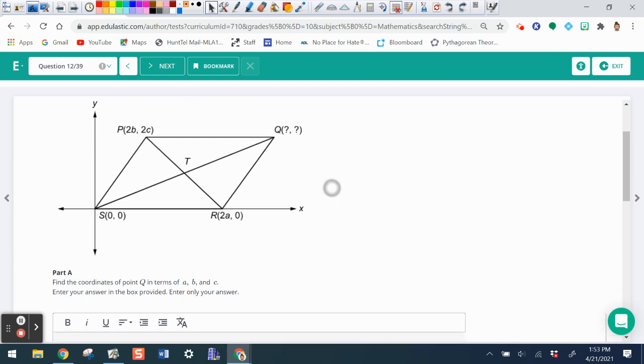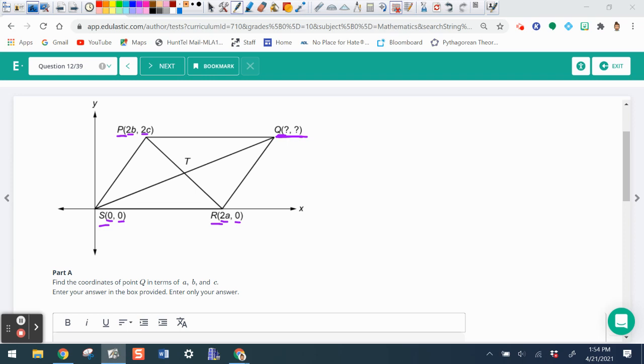Part A says find the coordinates of point Q in terms of A, B, and C, and enter your answer in the box. So if you notice, at each of these points, P, Q, R, and S, they don't actually give us the number values that represent the coordinate on the coordinate plane. They tell us that P is located at 2B and 2C, and R is located at 2A and 0, and S is located at 0, 0. So they want us to know the coordinates of Q in terms of A, B, or C.